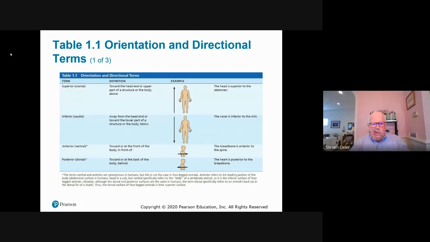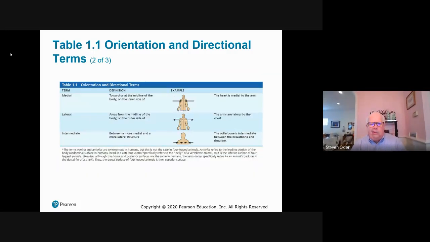The word anterior or ventral means towards the front of the body. Your breastbone is anterior to your spine. Posterior, which is the opposite and also used as dorsal, means it's towards the back. The heart is posterior to your breastbone. So those are words you certainly should know: inferior, superior, anterior, posterior, cranial, ventral, and dorsal. Know those words.